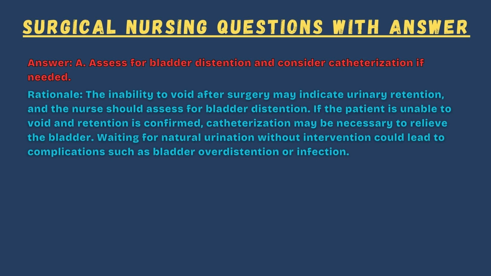Answer: A. Assess for bladder distension and consider catheterization if needed. Rationale: The inability to void after surgery may indicate urinary retention, and the nurse should assess for bladder distension. If the patient is unable to void and retention is confirmed, catheterization may be necessary to relieve the bladder. Waiting for natural urination without intervention could lead to complications such as bladder overdistension or infection.